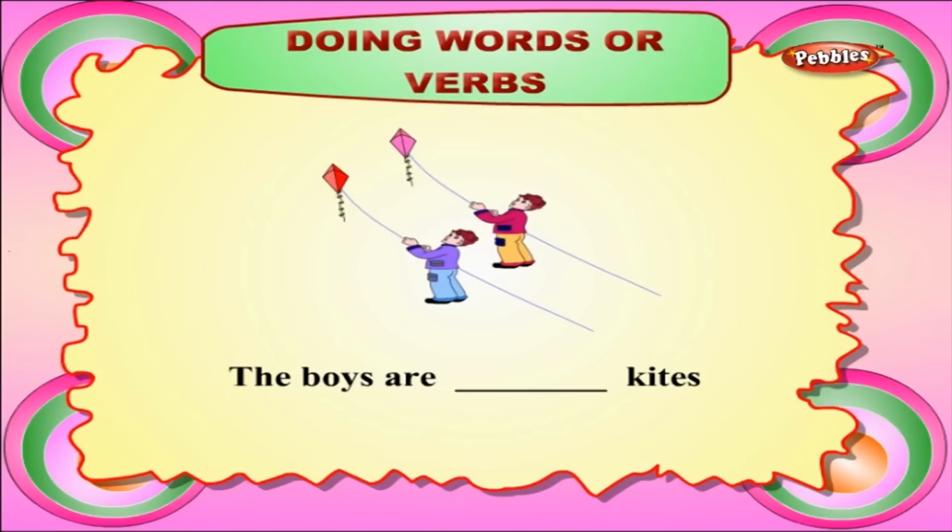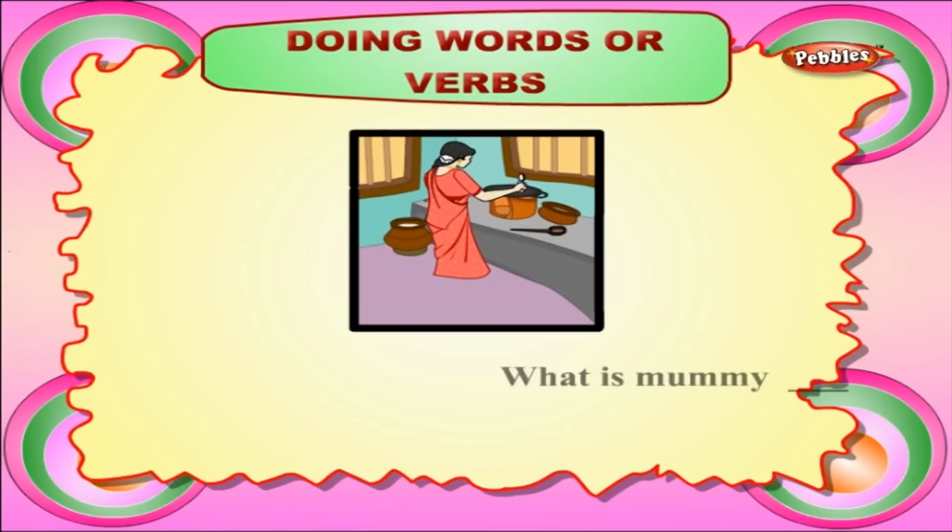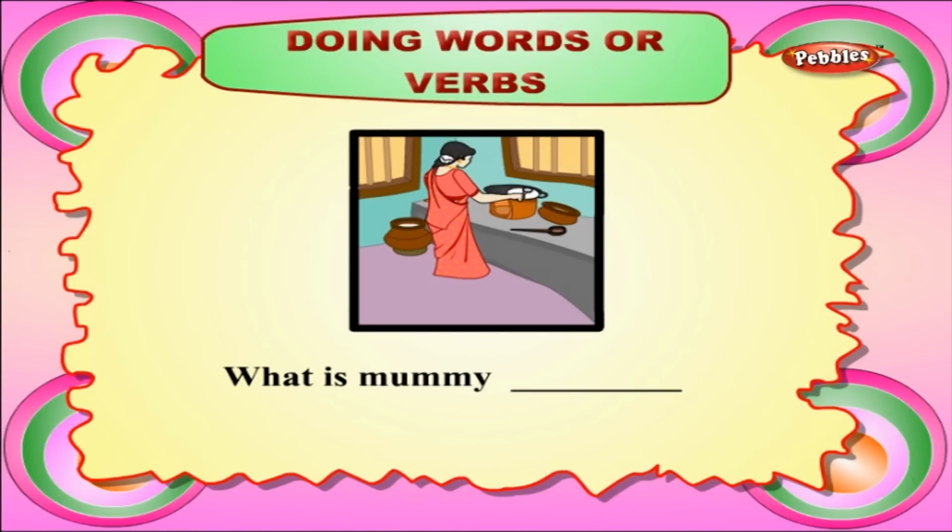What are the boys doing? The boys are flying kites. Here, flying is the doing word. What is the baby doing? The baby is crying. Crying is the doing word. What is Mummy doing? Mummy is cooking. Cooking is the doing word.